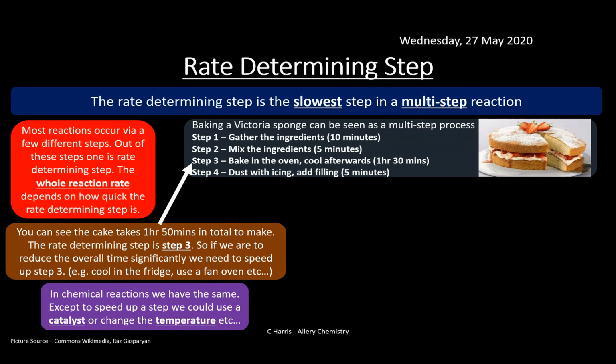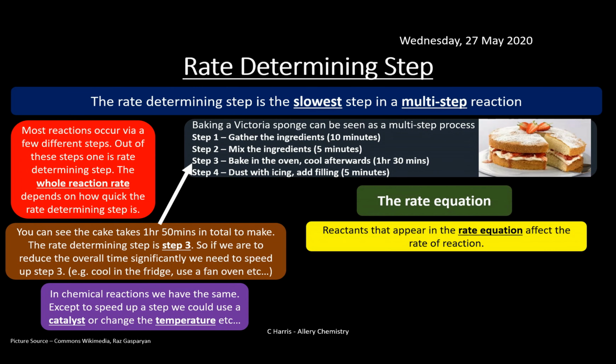So in chemical reactions, we have a similar type of situation. We're going to bring it back to chemistry here, because all this talk of cakes makes me quite hungry. So in chemical reactions, we have exactly the same, except to speed up reactions, we don't put it in the fridge, or we don't use a fan oven. Instead, we're going to add a catalyst, which will speed up the rate of reaction, or alter the temperature, which may impact that rate determinant step. So we have other tools at our disposal, which we can use to speed up the rate of reaction.